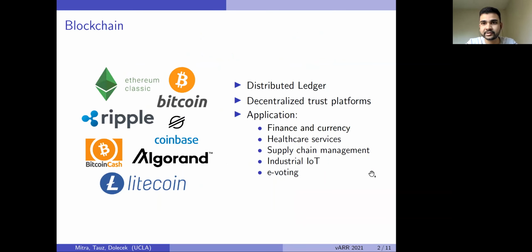Blockchains are distributed ledgers of system transactions that by design are tamper-proof, and they are used to create what are called decentralized trust platforms. Initially, they were proposed for applications in the field of finance and currency. But due to their decentralized nature, blockchain systems find applications in diverse fields like healthcare services, industrial IoT, supply chain management, and many more.